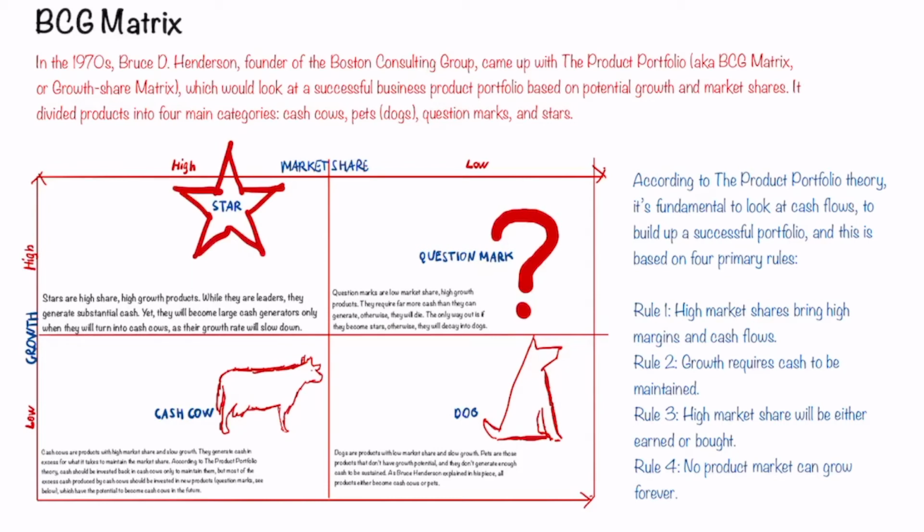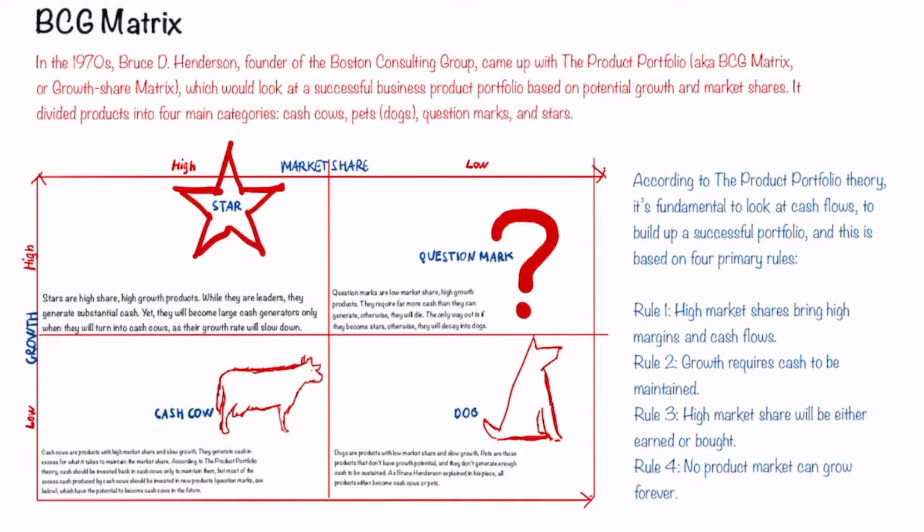According to Henderson, rule number one is that high market shares bring high margins and cash flows. The second rule is that growth requires cash to be maintained. The third rule is that high market share will be either earned or bought. And the fourth rule is that no product market can grow forever.